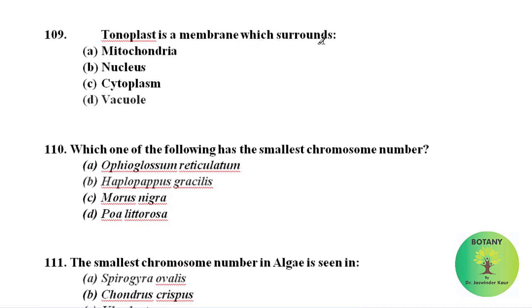Tonoplast is the name given to the membrane that surrounds the vacuole. Which one of the following has the smallest chromosome number? The smallest chromosome number is present in Haplopappus gracilis, a dicot plant, and its haploid number is 2, n equals 2.